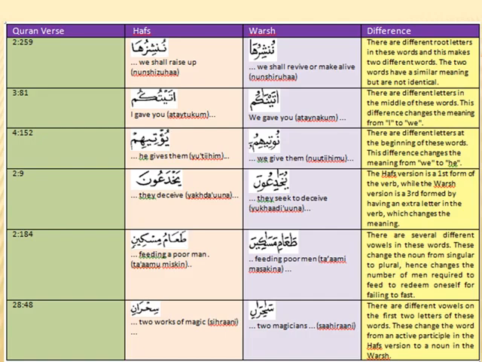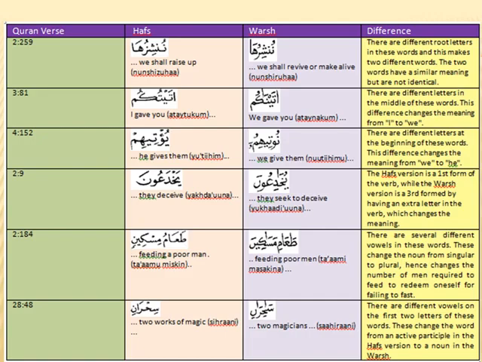Quran 3:81 in the Hafs, ataytukum, I gave you. In the Warsh, ataynakum, we gave you. There are different letters in the middle of these words. This difference changes the meaning from I to we.